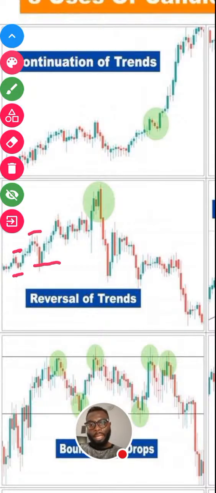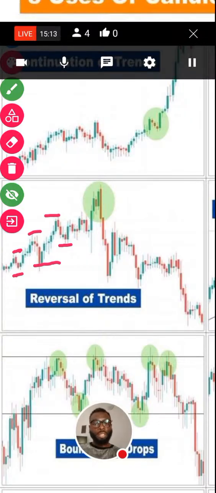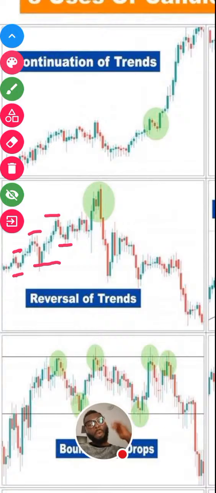This is a higher high. This is a higher low. This is a higher high. Okay. Now, once you see this happen, the market is still trending in the direction, it's still trending up. But once this structure is broken, then you know that that trend is over.